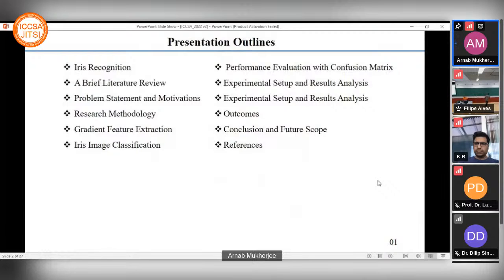Now I will briefly discuss the following topics sequentially: iris recognition, a brief literature review, problem statement and motivation, research methodology including gradient feature extraction, image classification and performance evaluation, then experimental setup and result analysis, finally outcome and conclusion, future scope of this work, and references.